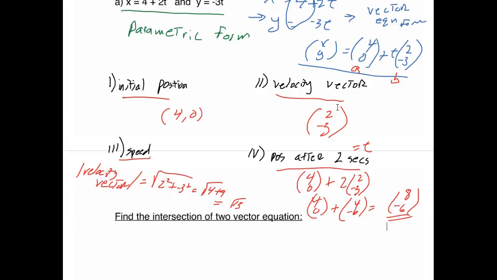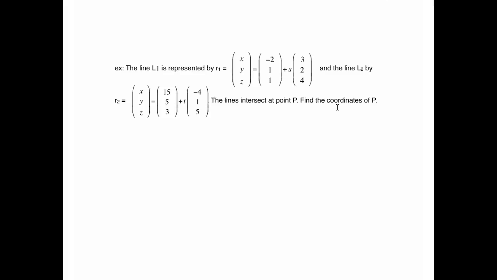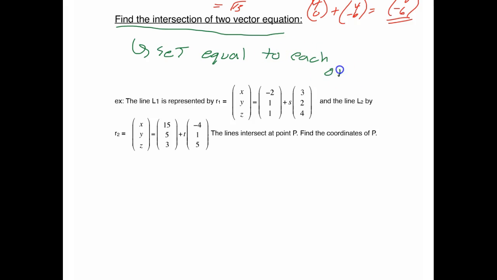Okay, let's do the last type of vector problem we're going to see in the summer assignment. Find the intersection of two vector equations. So when you find an intersection of two things, in any case in mathematics, it's always the same thing. If two things are intersecting and you want to find where they intersect, you set them equal to each other. This is always true.